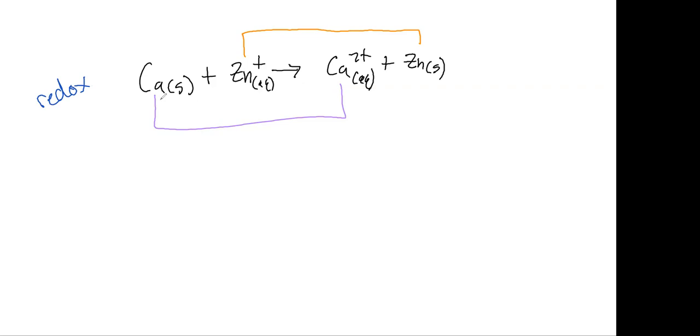So when our calcium is going from a 0 to a +2, is that going to be a gain of electrons or a losing of electrons? So calcium is losing electrons. And in this case, it loses 2 electrons. And our zinc is going to gain 1 electron.